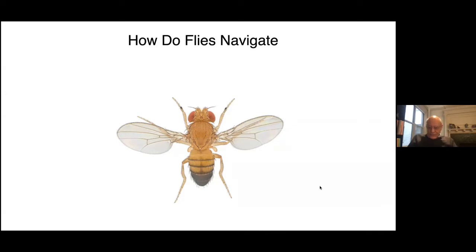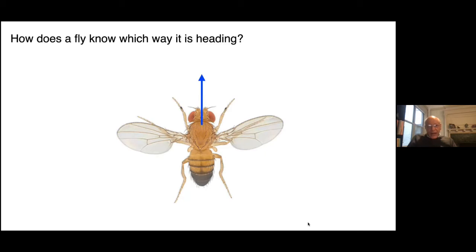Today's lecture is going to be about how flies know which way they are heading. By that, I mean which way is their head pointed, so this blue arrow. But what makes this a tricky problem is that we're talking about not just how the head is oriented relative to the body, but how the head is oriented in the world, relative to some landmarks in the world, such as the sun or any kind of fixed landmark. And so this is the system by which the fly really relates its own body and its own actions to the world around it.